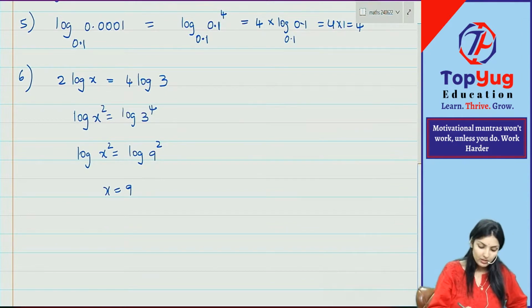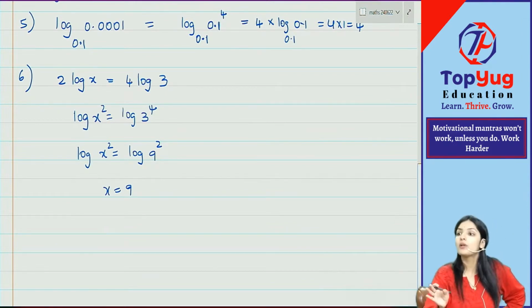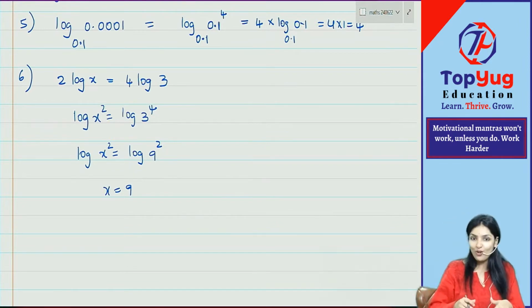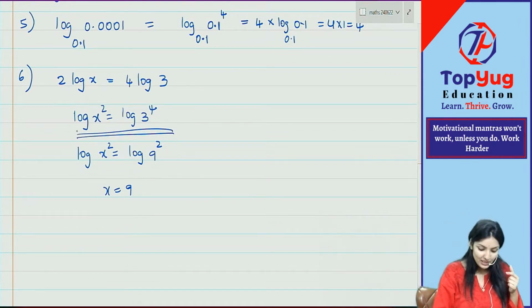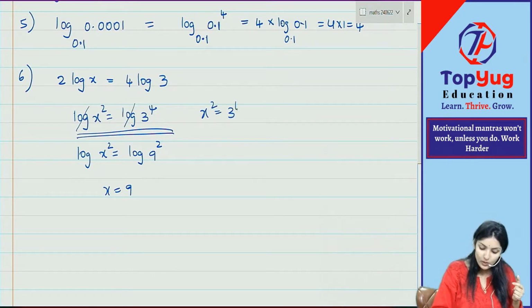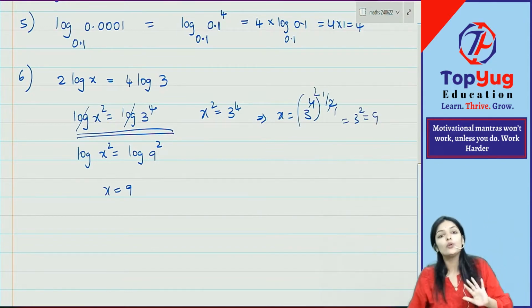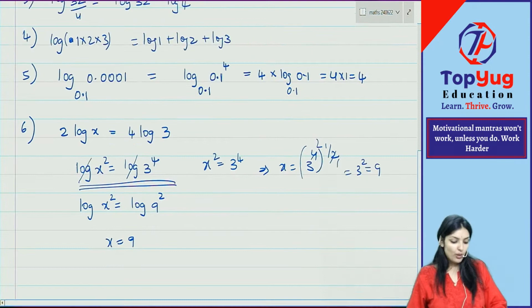Or one more method, this is an out of the way method. I'm like my way or highway, I do it. So you can follow this one. Here you can cancel these two logs. So x square is equal to 3 to the power 4. X is equal to 3 to the power 4 into 1 by 2, to the power 1 by 2. One's are 2's, are 3 square, 9. Any way you want, you do it. Choice is yours. So you copy down till here.